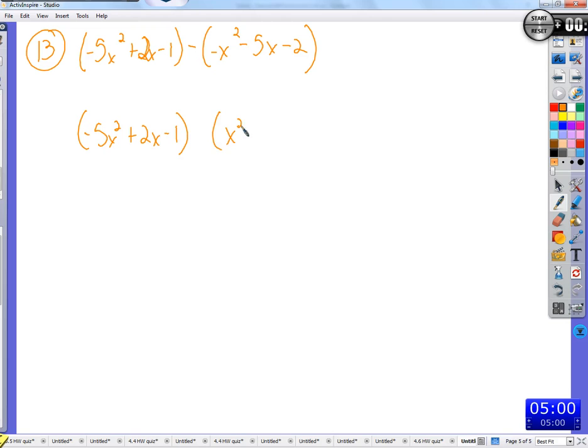So we get positive x squared, positive 5x, positive 2. Okay. Now how are we going to combine these two parentheses? Put it together.